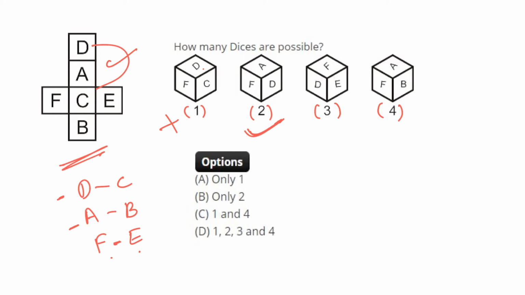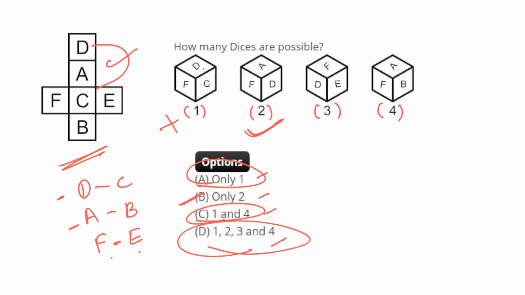But in the options they have given only 1, 2, 1 and 4, 1, 2, 3 and 4. So we know 1 is not possible. So you can eliminate the first option, third option as well as the fourth option. And the right answer is only 2.